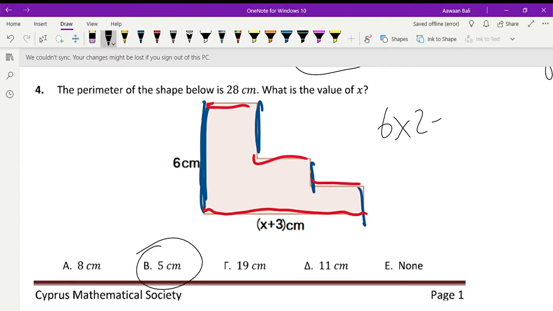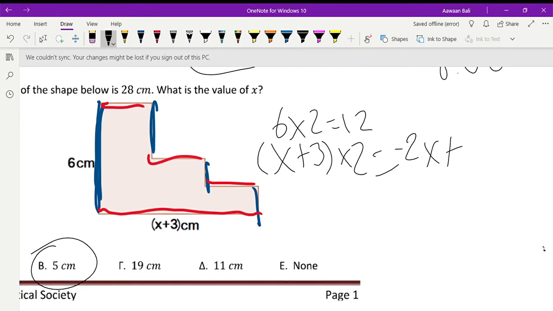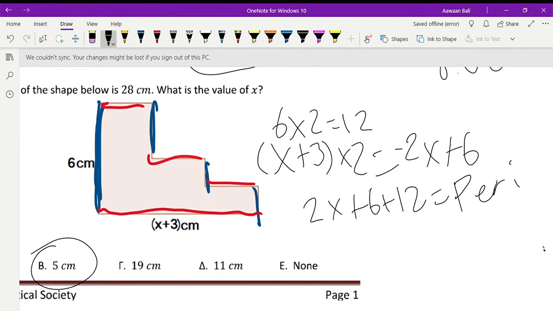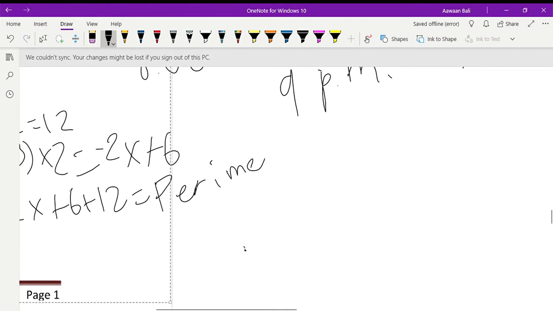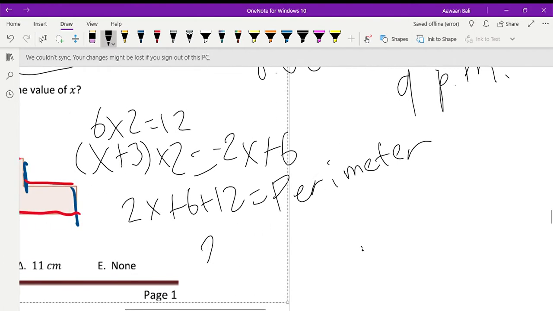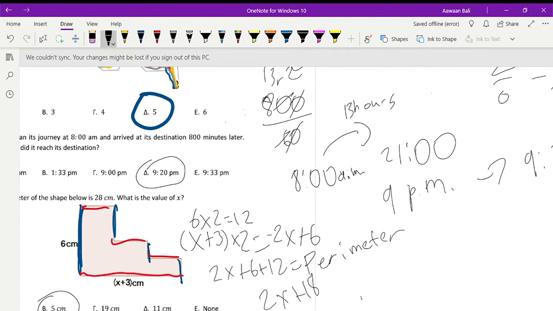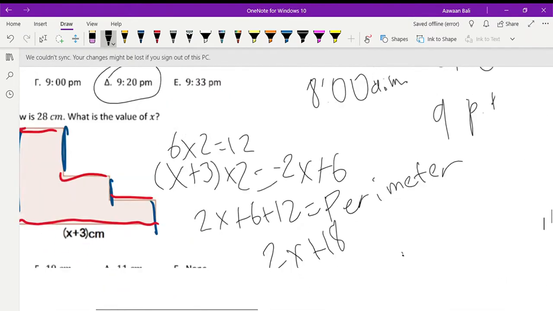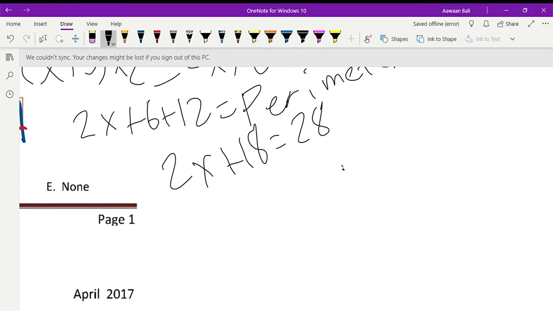So 6 times 2 is 12. And x plus 3 times 2 is equal to 2x plus 6. So 2x plus 6 plus 12 is equal to the perimeter. You can simplify that by saying 2x plus 18. And anyways, we know the perimeter of the shape below is 28 centimeters from here. So put 28 there, and then 28 minus 18 is 10. You minus both sides by 10, so 2x is 10.